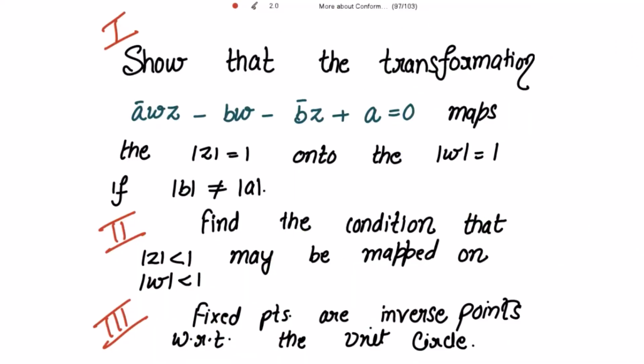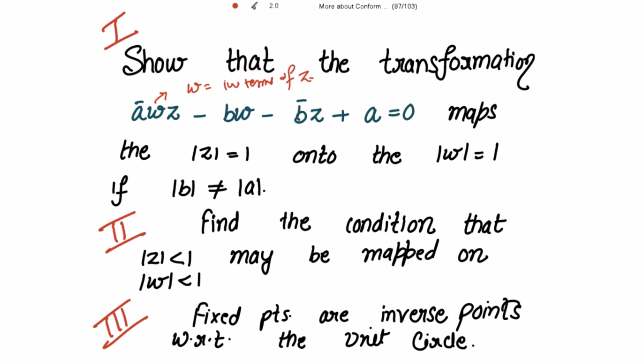By definition, the transformation is bwz minus bw minus b bar z plus a equal to 0. Yes, this is your transformation. You just need to get the value of w in terms of z. So this becomes your transformation that maps the circle mod z equal to 1 onto the circle mod w equal to 1 if mod b is not equal to mod a.